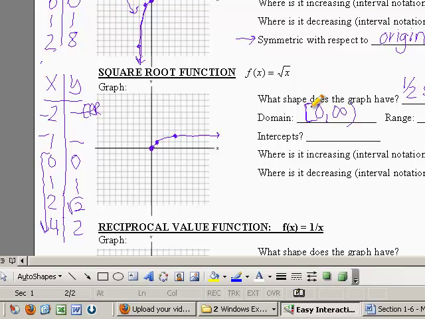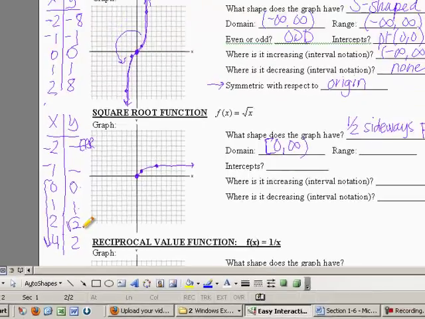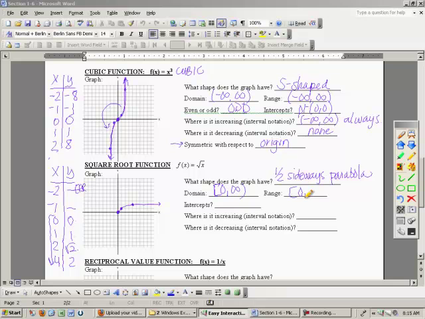Now, if I look at the values I got, values like 0, 1, 2, square root of 2, they're all positive. And I'm never going to get a negative number out of this, so my range ends up being the same thing, from 0 to infinity. 0 is included, again, because I can square root 0 and still get 0. The only intercept I have is the point (0, 0).